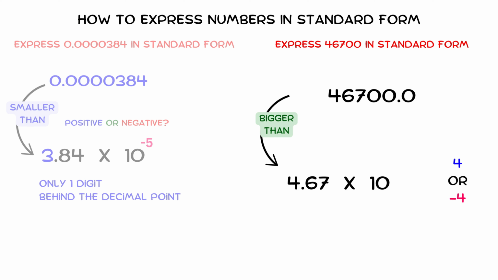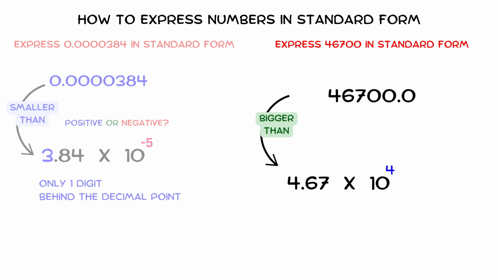And as 46,700 is bigger than 4.67, it's going to have to be the positive 4, so our final answer is 4.67 times 10 to the power of positive 4. Let's have a quick go at 2 more before we finish.